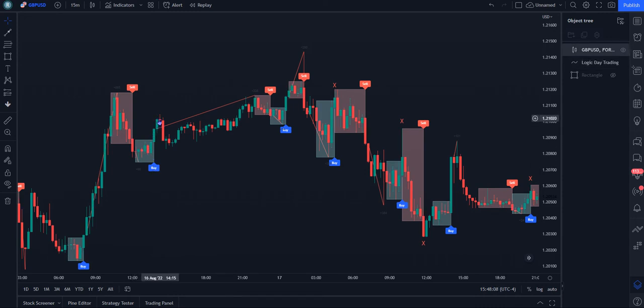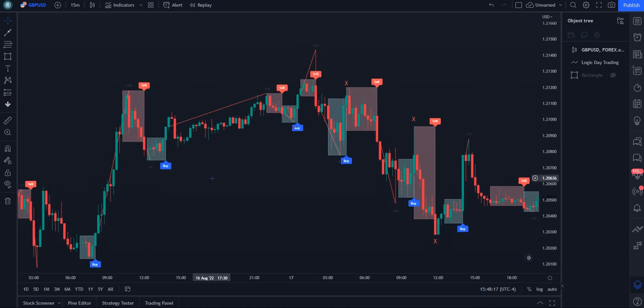Price breaks up above here, kind of validating this demand zone. And look, it does go up and create a higher high. That's one reason why I say it's great for scalping, is you could use this to ride it up here on the 15-minute chart.